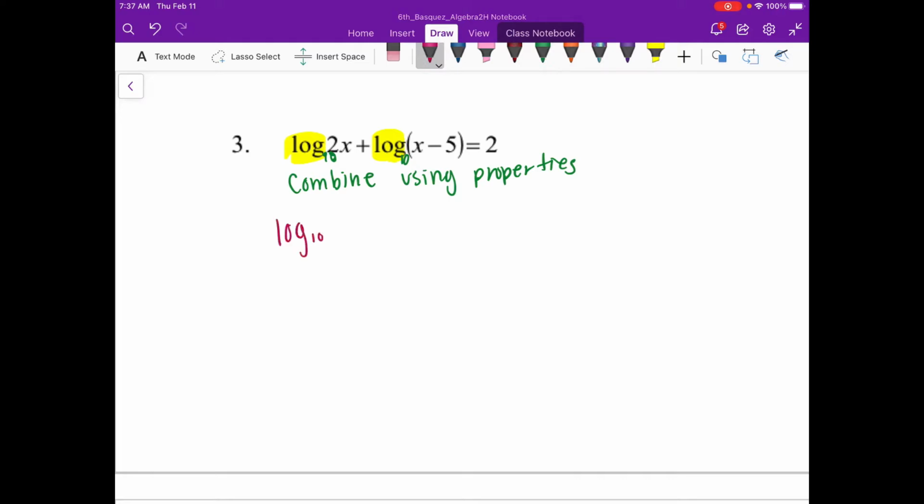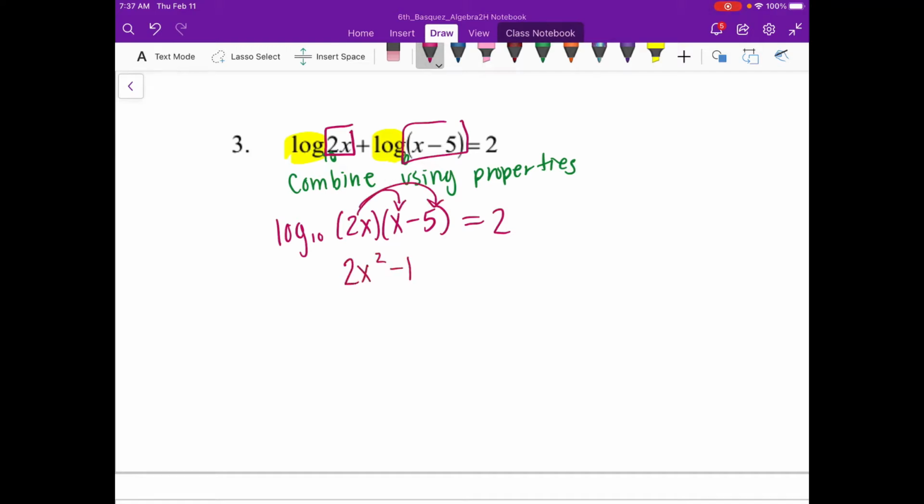By saying log, and you can write the base 10 if you want, or just remember that it's there, it's imaginary. And we're going to multiply the 2x times the x minus 5. Those are the two terms I'm combining, and then that equals 2 is still there. Again, I'm able to multiply these two together because that is a property of logs. So I'm going to distribute.